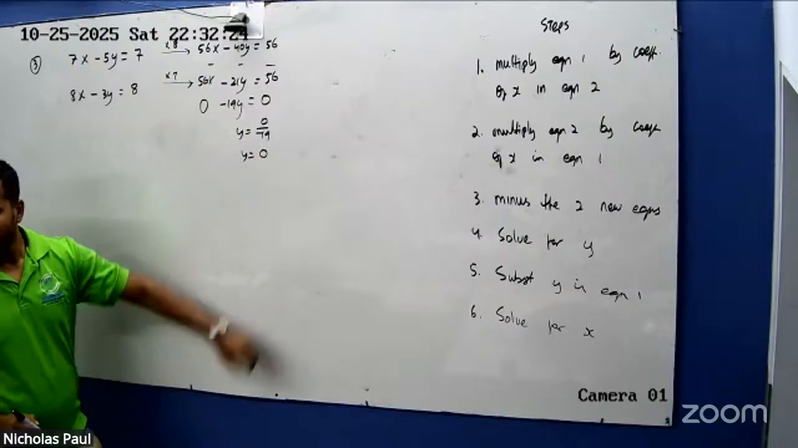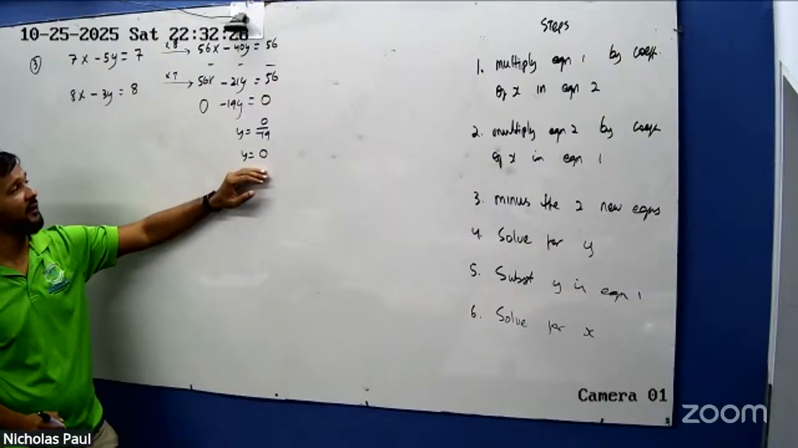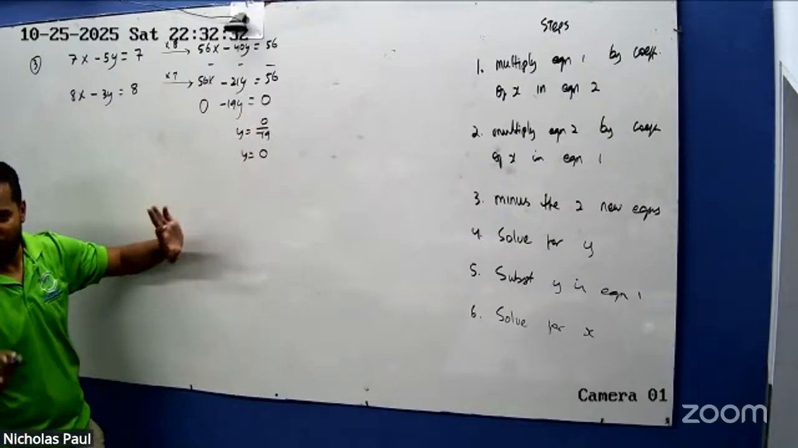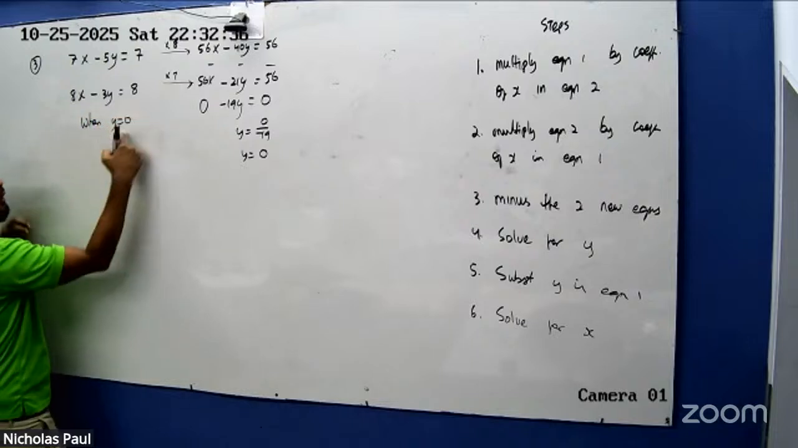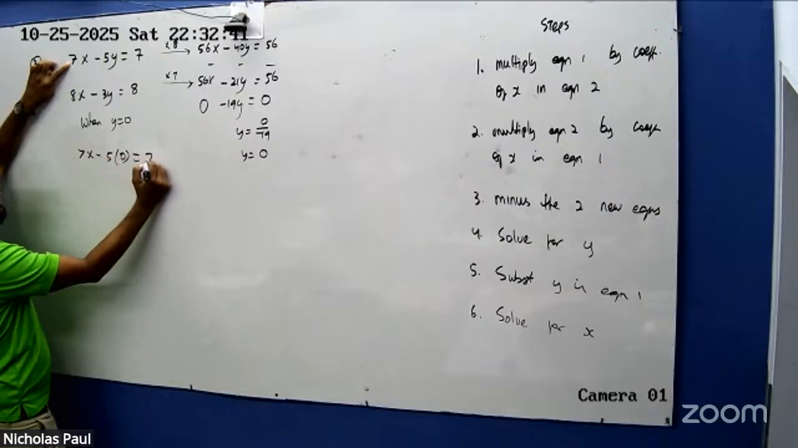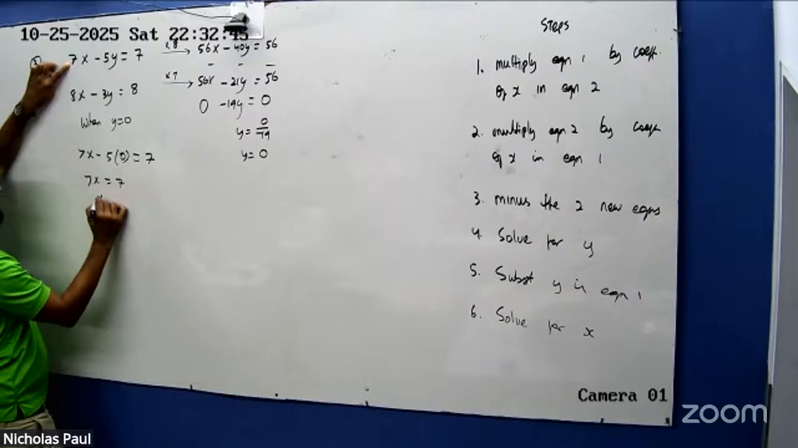All right. Some people getting 1, some people getting 19. Just take your time with it, right? 0 divided by anything is 0. All right. That's the only mistake I saw. Then when you reach here, when y is 0, you'll get 7x minus 5 by 0 is 7. 7x is 7, x is 1.